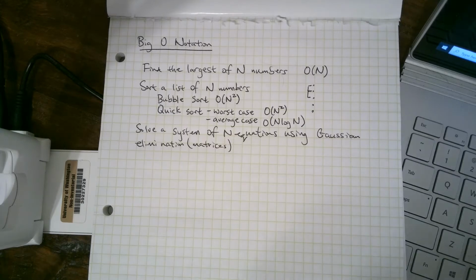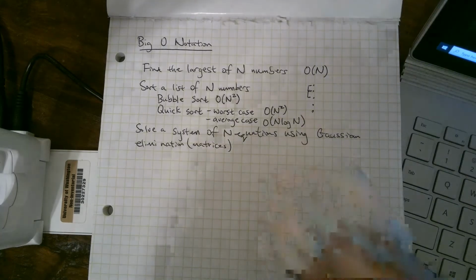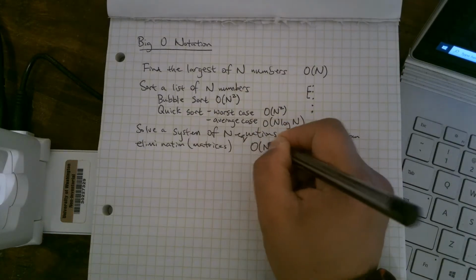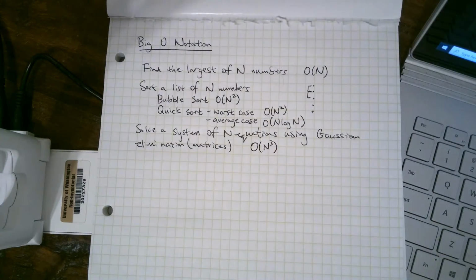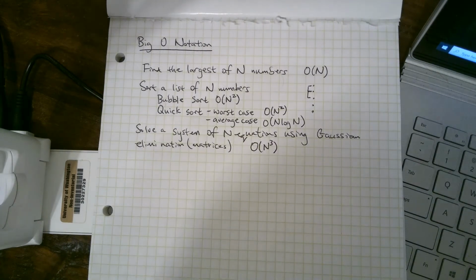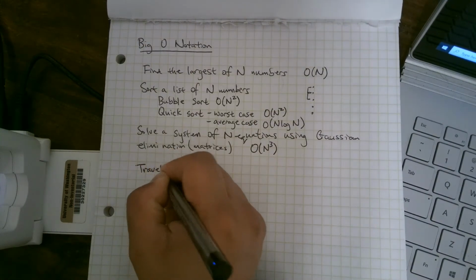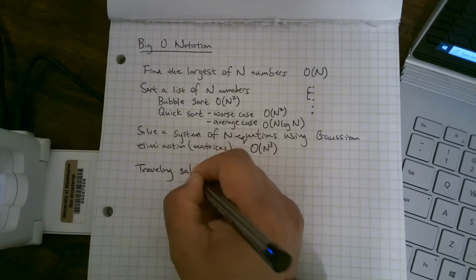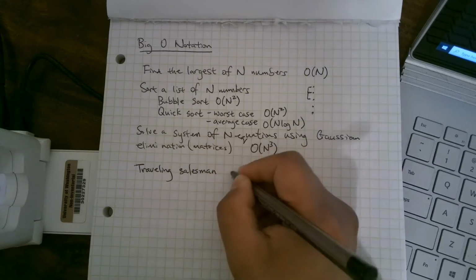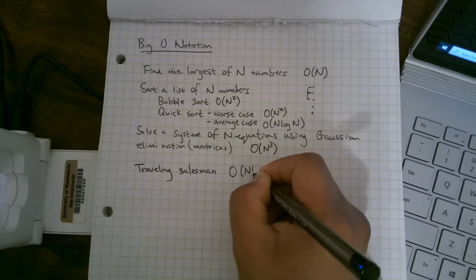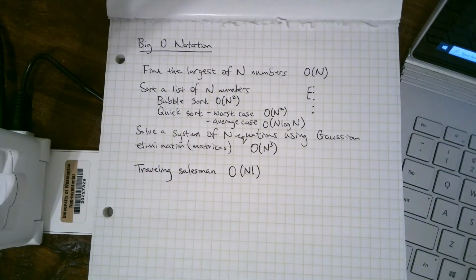And then another example is solving a system of n equations using Gaussian elimination. That's in matrices. You get it into row reduced echelon form. That is O of n cubed. It takes a little bit for each entry. Okay. Then we look at the traveling salesman problem. And we already know this one because we looked at that brute force number of ways. This is O of n factorial.